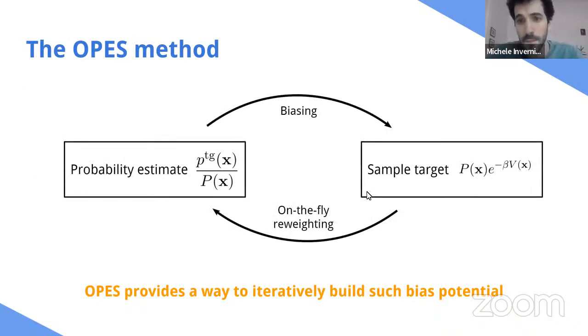The idea behind it is that you want to sample this target distribution by adding the potential to the energy of your original system. Then on the fly, one sample at a time, you calculate via reweighting an estimate of the probabilities, and you use those to define the bias. So ideally, this loop will allow you to always have a better sampling of your target, a better estimate of your probabilities, getting closer and closer to the correct bias. This is the basic idea behind the OPES method.